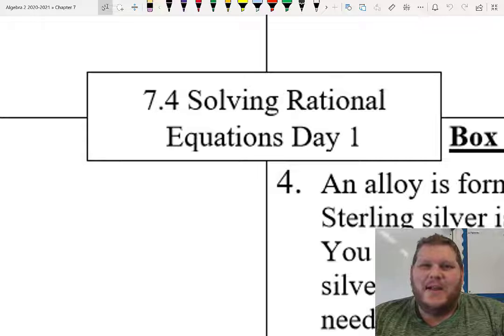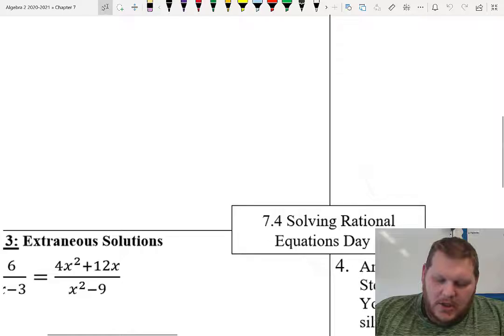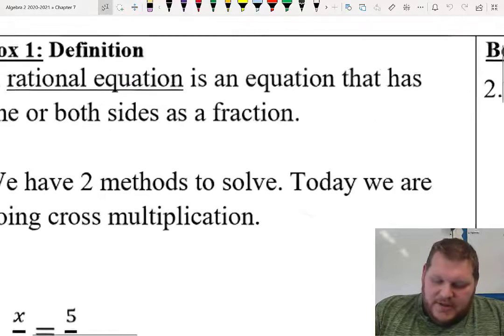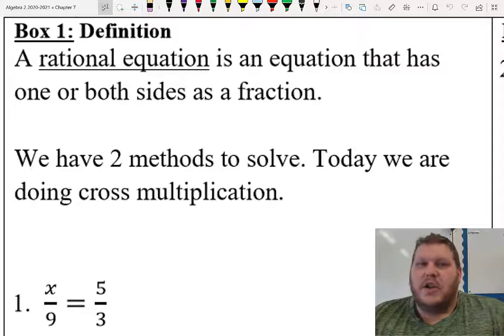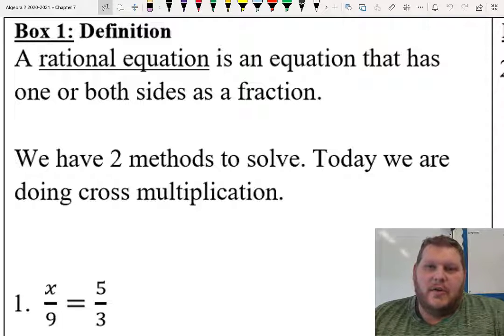Hey guys, today we're looking at 7.4, solving rational equations, part 1. So a rational equation, just like a rational expression, kind of not very originally defined, is an equation that has a fraction on one or both sides. So obviously we're going to be solving equations, but if one side or both sides have a fraction involved, then this is called a rational equation.